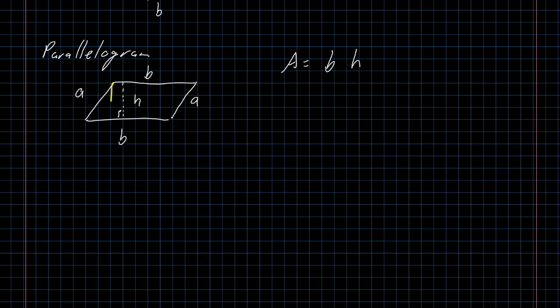A classic thought experiment on geometry here is, think about this triangle that is formed over here. If you take that triangle and move it over there, then all of a sudden you have a rectangle, and that rectangle has a length b and a width h. So that's where that formula comes from.